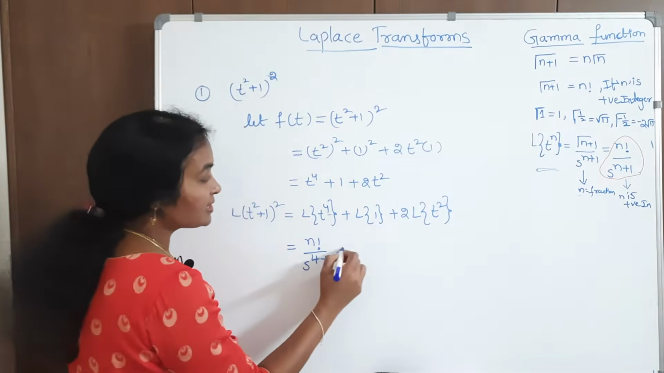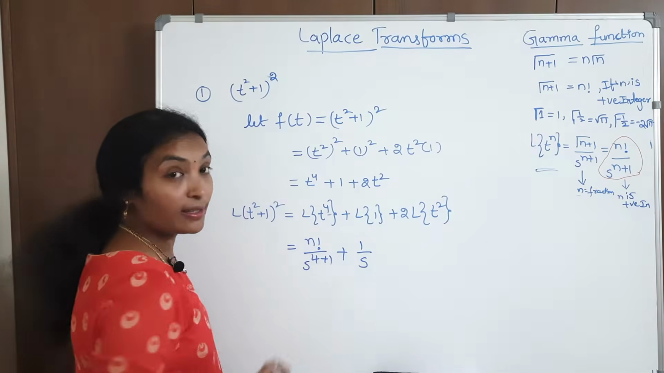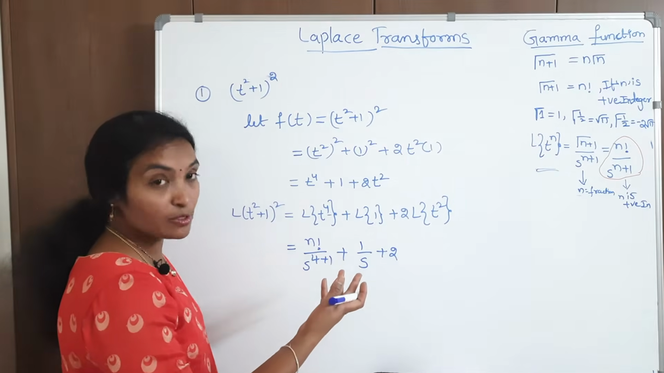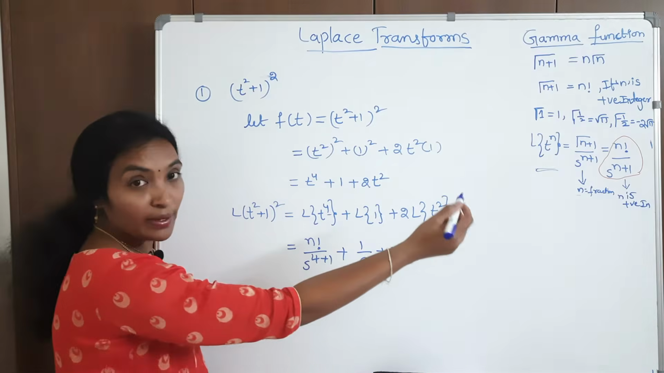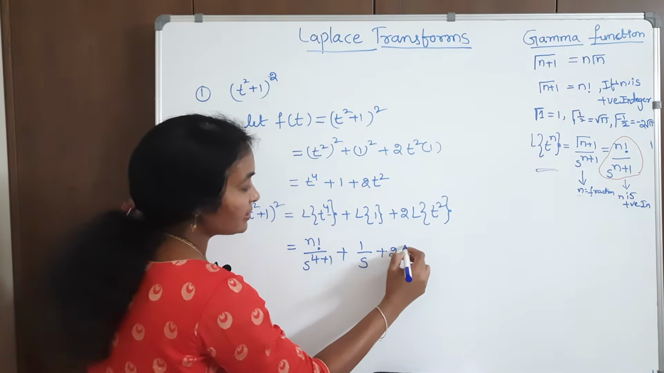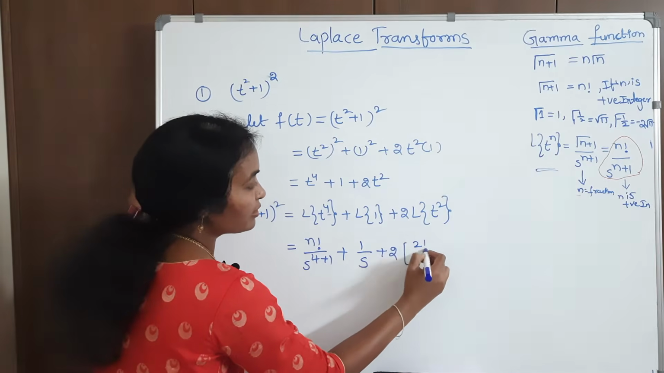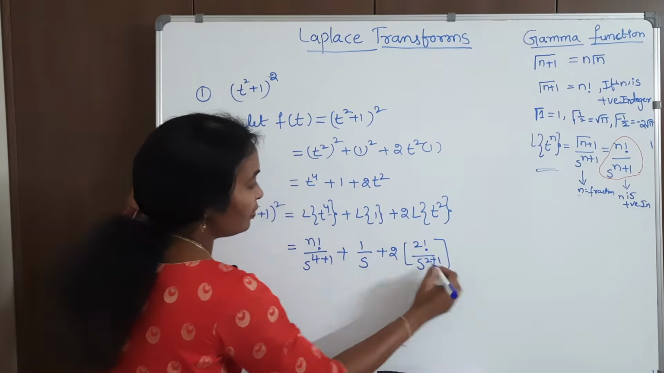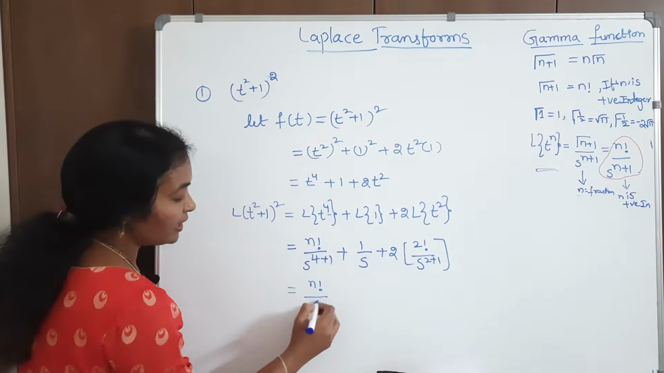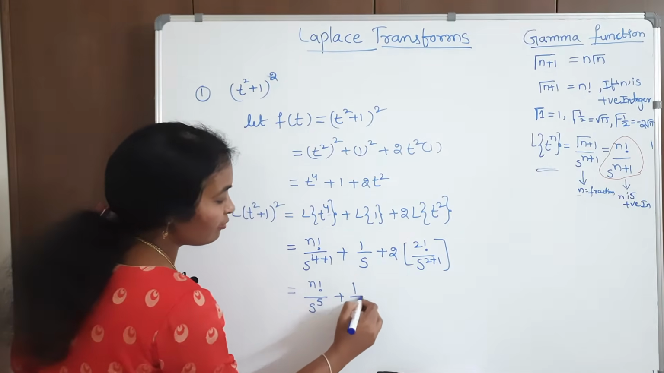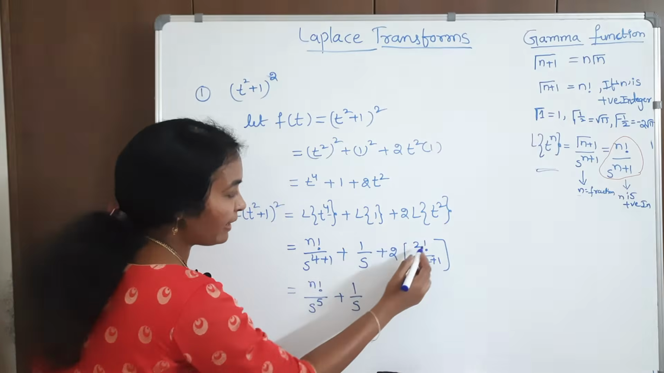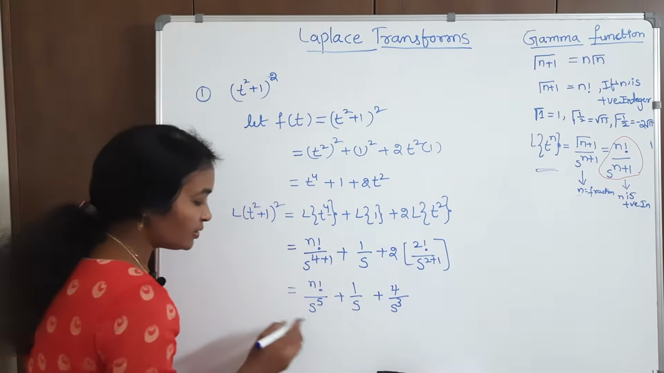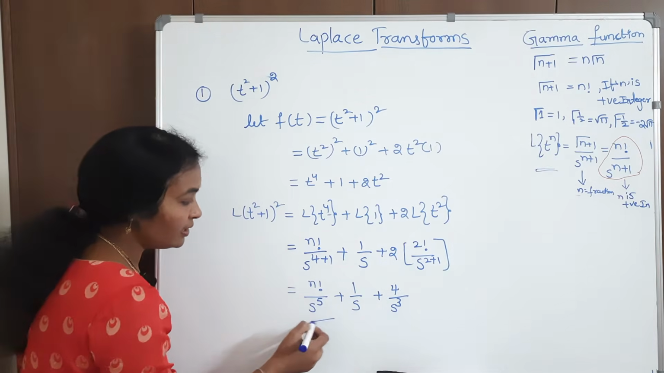Is it clear? Next, Laplace of constant, you know what it is? 1 by s. And 2 into Laplace of t square, this is also in terms of positive integers. What is our principle? n factorial by s power n plus 1, that is 2 factorial by s to the power of 2 plus 1. This becomes s to the power of 5. This is 1 by s. And what about this? 2 factorial, 2 twos are 4, 4 by s cube. This is our required solution.